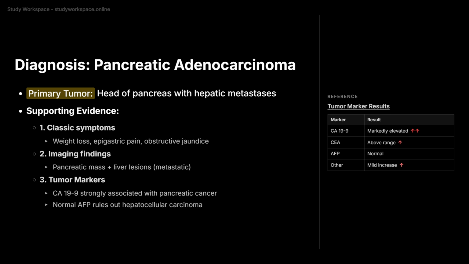You will also notice that alpha-fetoprotein remains within the normal reference range. This makes primary hepatocellular carcinoma much less likely despite the presence of liver lesions. Another tumor marker is only mildly elevated. This finding is nonspecific and may simply reflect irritation of surrounding tissues rather than indicating a different primary tumor. Taken together, the patient's symptoms, imaging findings, and tumor marker profile strongly support pancreatic adenocarcinoma with hepatic metastases.